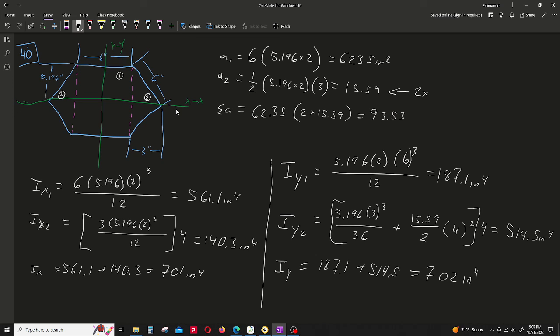And then the last thing that we have to do is they asked us to find the polar moment of inertia, which is just our IX plus our IY. I'm going to throw this up here just so I don't have to make room down below. IX plus IY, so that's 701 plus 702, which is 1403 inches to the fourth.